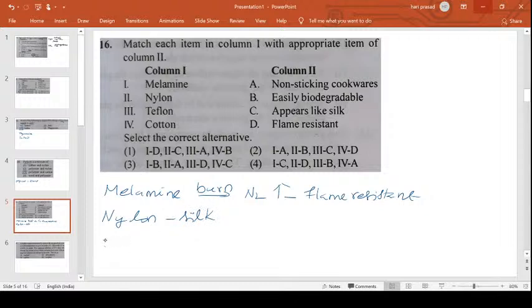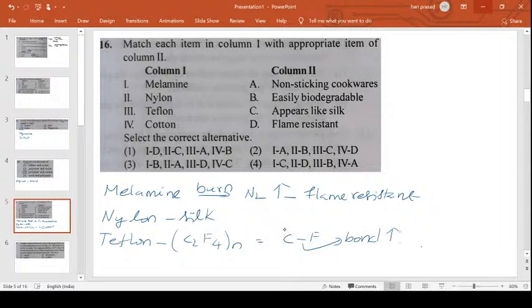Next, we can say Teflon. Teflon's formula is what? (C2F4)n. Teflon is a polymer. In this polymer, a CF bond will be there. This CF bond strength will be more. Therefore, this bond will not break easily.